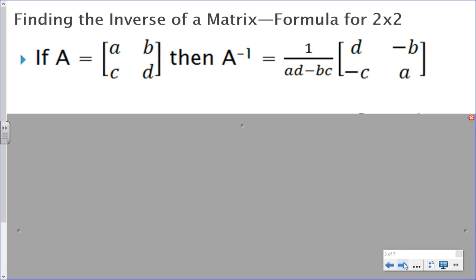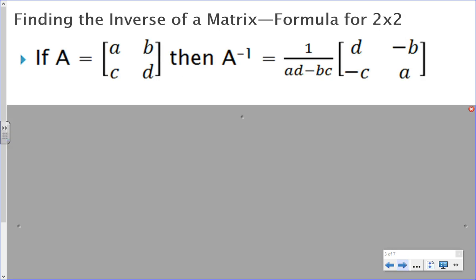All right, what I want you to do is just copy this down. Copy down A and copy down A inverse, the formula, and then I'll talk through what it all is, okay? And how to remember it.